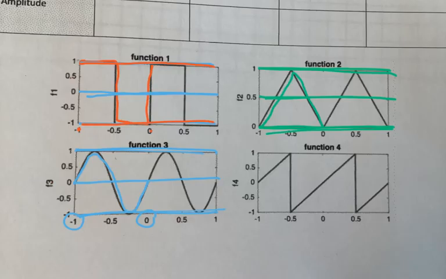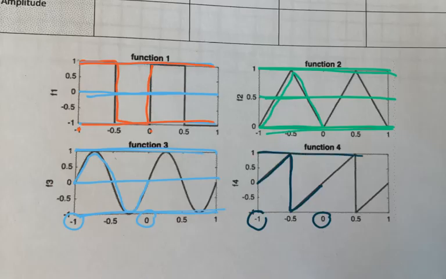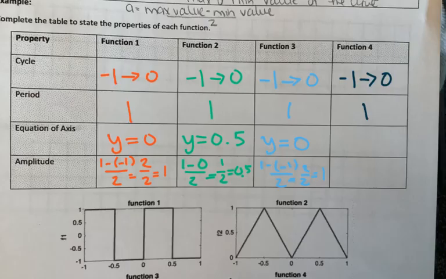And the last one, I start at 0, I go up, back to 0, and then I'll repeat again. So my cycle is from negative 1 to 0. That's 1 unit. So the period is 1. My max value is 1. My min value is negative 1. So halfway between that would be 0. So my equation of the axis is y equals 0. And my amplitude is 1 minus negative 1 divided by 2, is 2 over 2, is 1. Hopefully that helps to explain those terms a little bit.